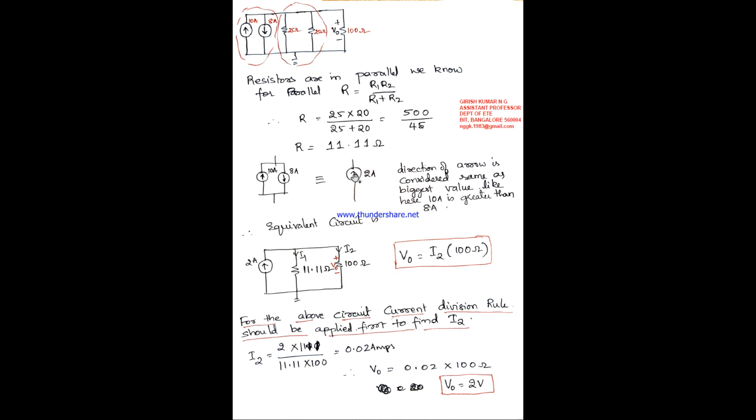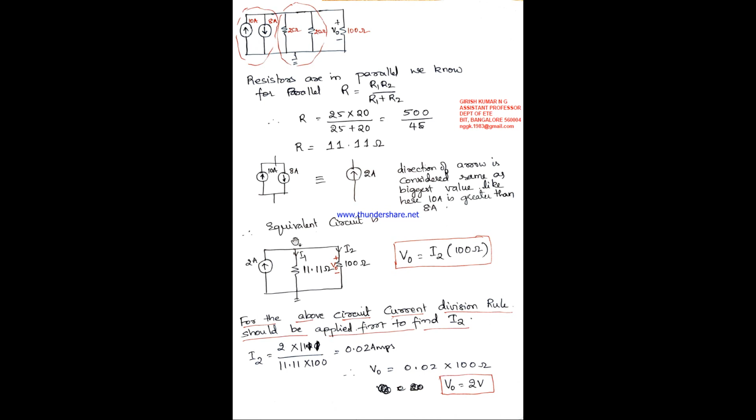So this is the simplest and fastest way that I am trying to tell you to find the direction. See the current source which is greater in value. 10 amps is greater and 8 amps is less than 10 amps. Therefore 8 amps is flowing downwards whereas 10 amps is flowing upwards. Therefore 10 minus 8 is 2 amps. The direction of the 2 amps will be equal to the direction of the 10 amps. So 2 amps is flowing upwards.